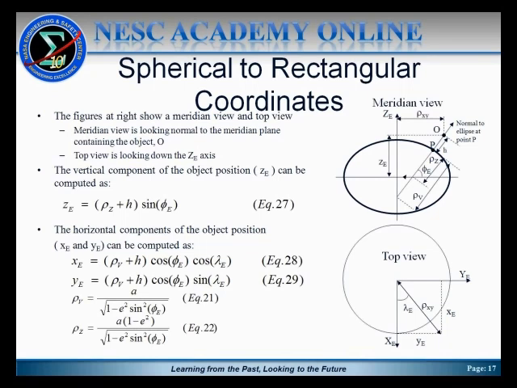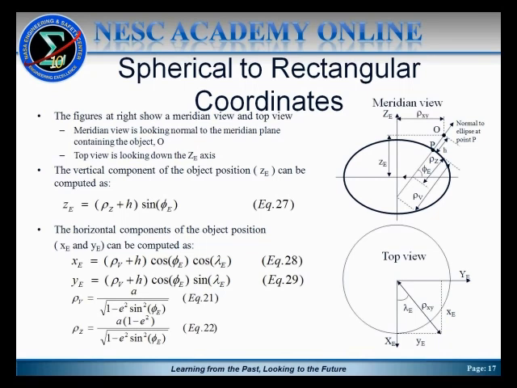The vertical component of the object, which is shown as Z sub E in the top figure, can be shown clearly to be phi Z plus H times sine of the geodetic latitude phi E. So, knowing the expression for phi Z that we computed a few moments ago, and geodetic latitude phi E and geodetic altitude H, you can compute the rectangular coordinate ZE, which is the distance of the point O from the center of the Earth along the Z Earth direction.